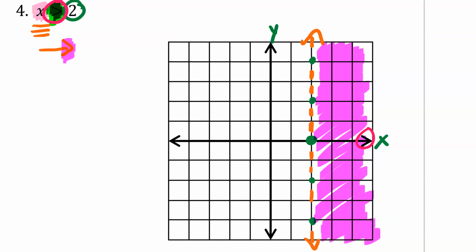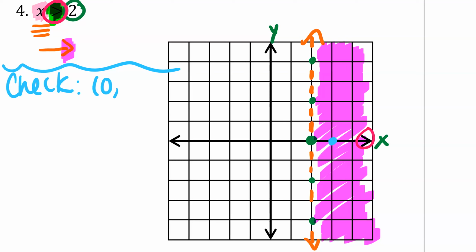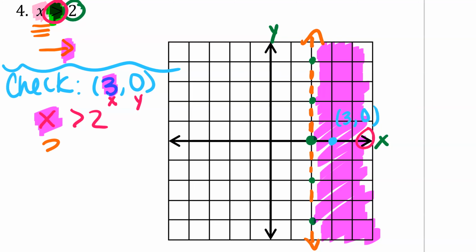And then you can check too. So for your check, let's find a good point. I'm going to pick this one right here. That point is, oops, not 0, sorry, 3, 0. There we go. This is x, this is y. So I'm going to plug in 3 where the x is to check. So 3 is going to go in here. Is 3 greater than 2? Yes, it is. So I did shade correctly.